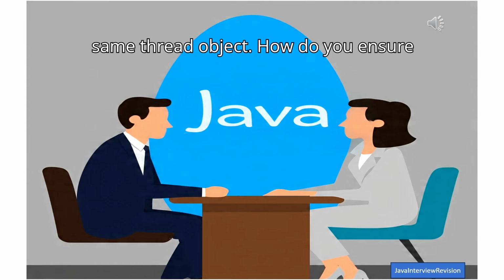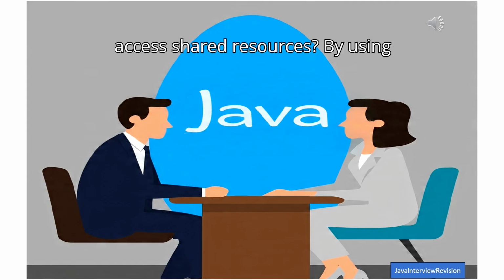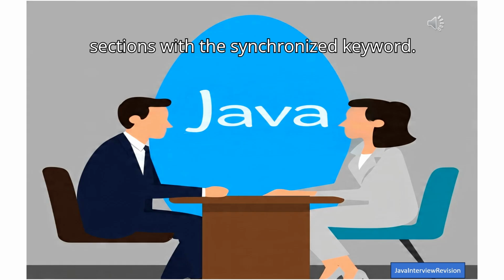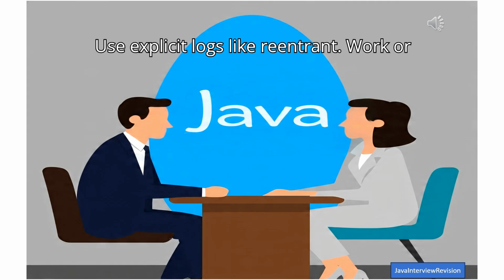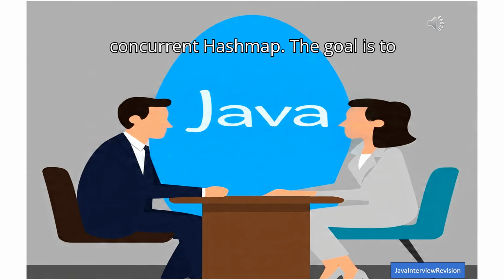How do you ensure thread safety when multiple threads access shared resources? By using synchronization, you can mark critical sections with the synchronized keyword, use explicit locks like ReentrantLock, or rely on concurrent collections like ConcurrentHashMap. The goal is to avoid race conditions and deadlocks.